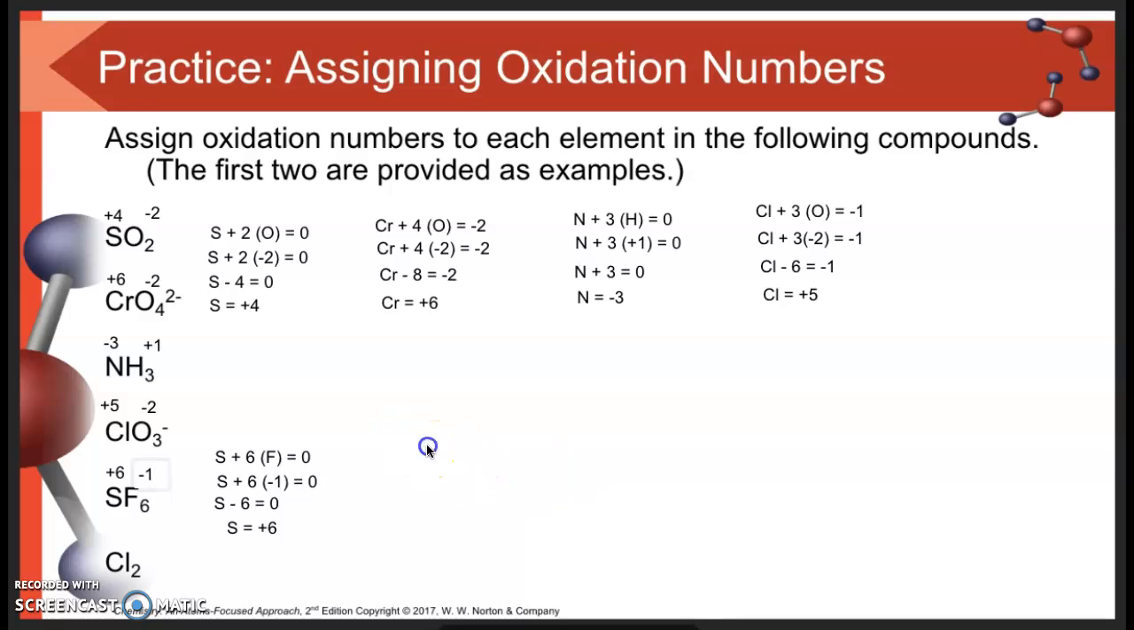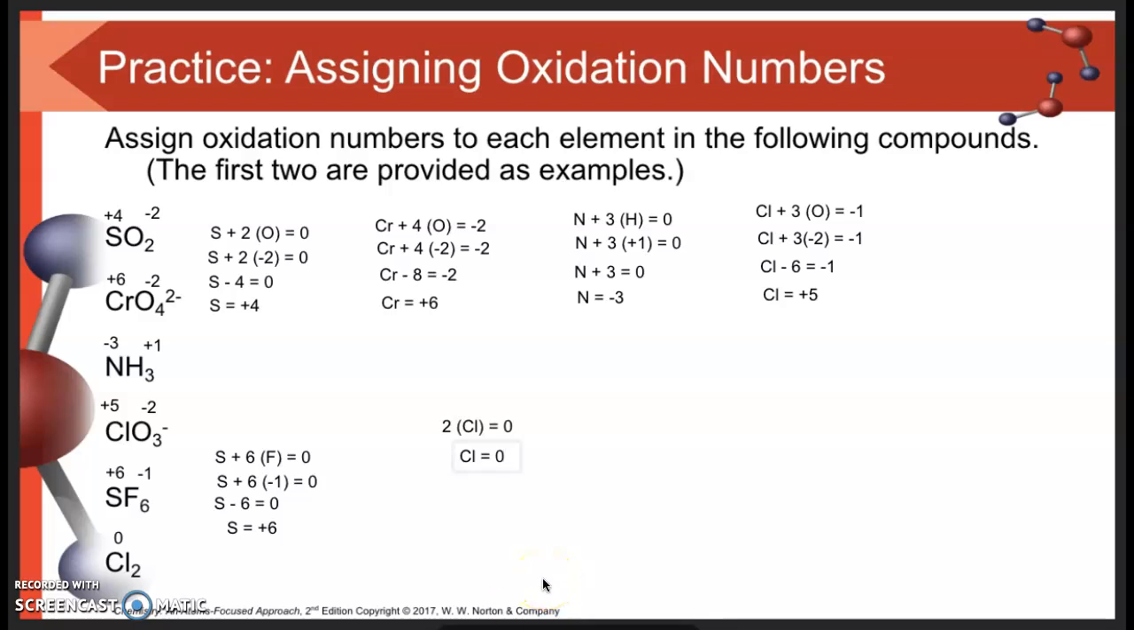For the last one, chlorine, now we could approach this one logically. Chlorine is an element. As an element, we know that its oxidation state is 0. But if I had forgotten that, the algebraic method still works here as well. 2 times chlorine is equal to the total charge, which is 0. Well, if I follow my algebra through and divide each side by 2, chlorine would be equal to 0 because 0 divided by 2 is still 0. So this is the process that you have to undergo to assign oxidation numbers.